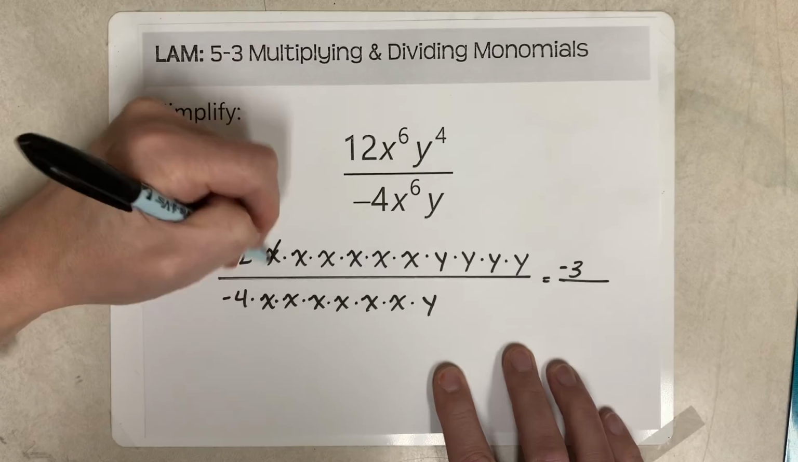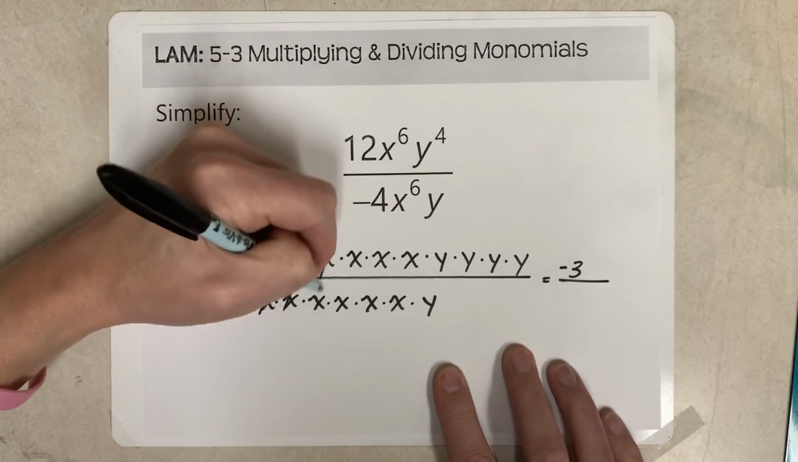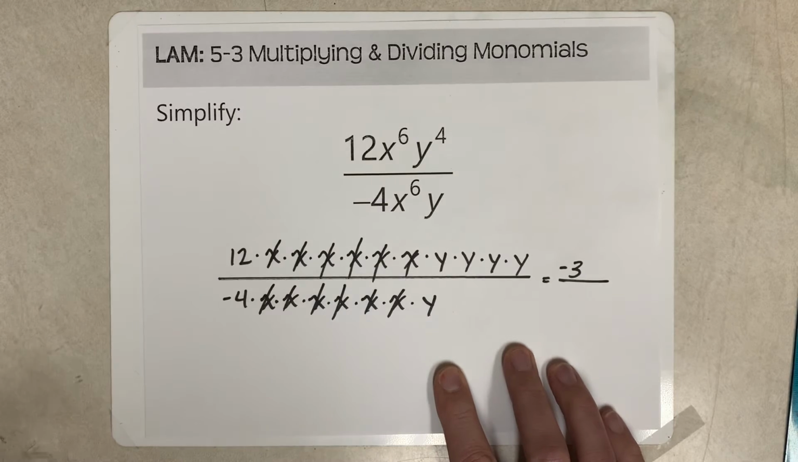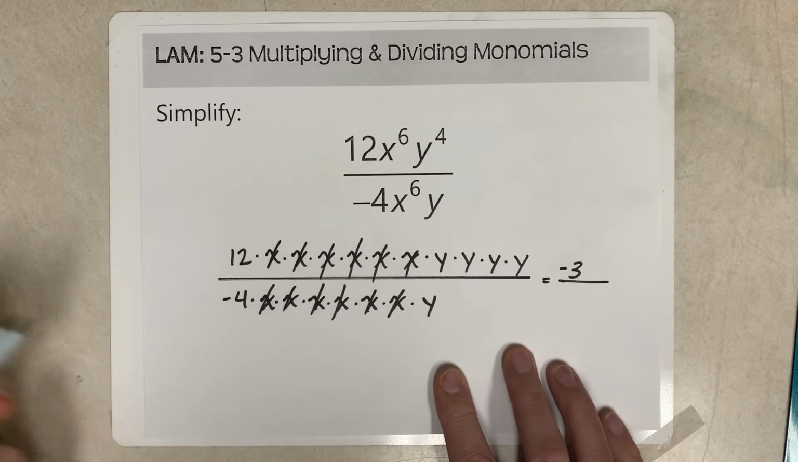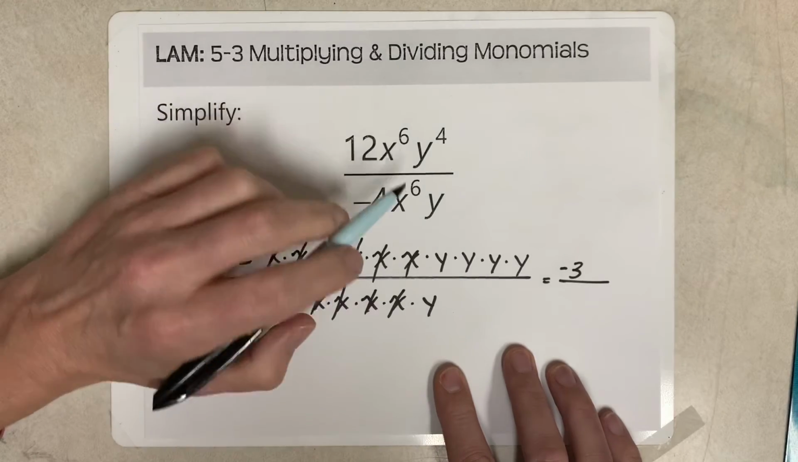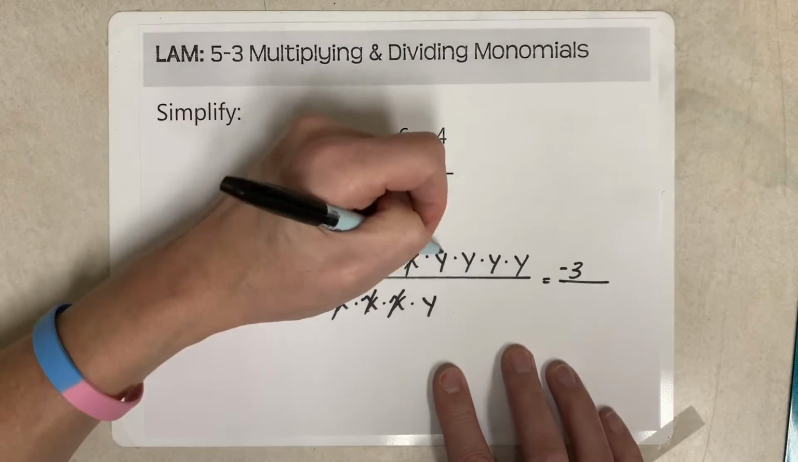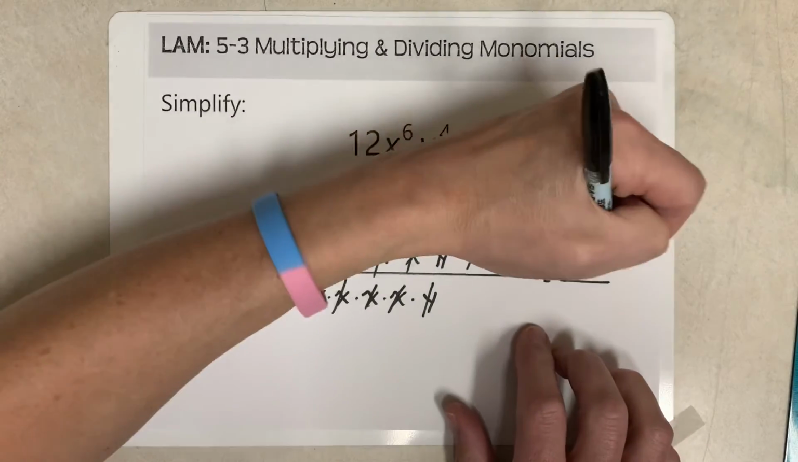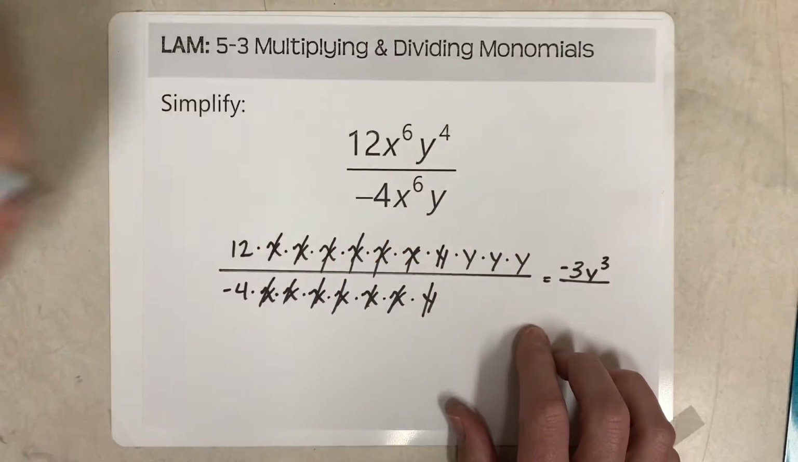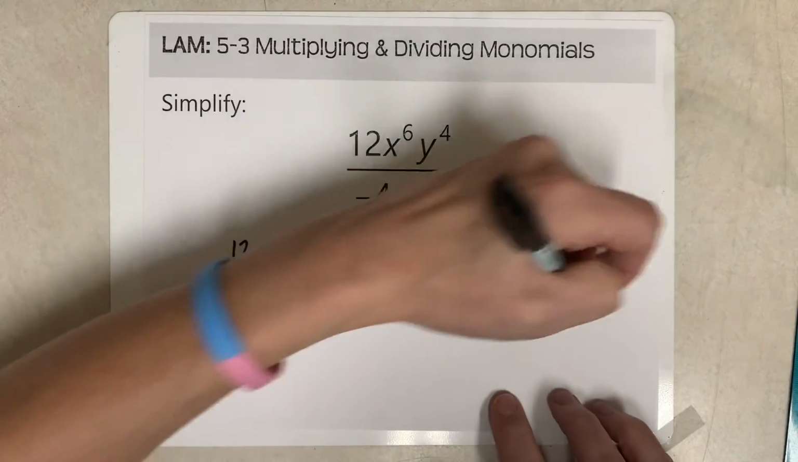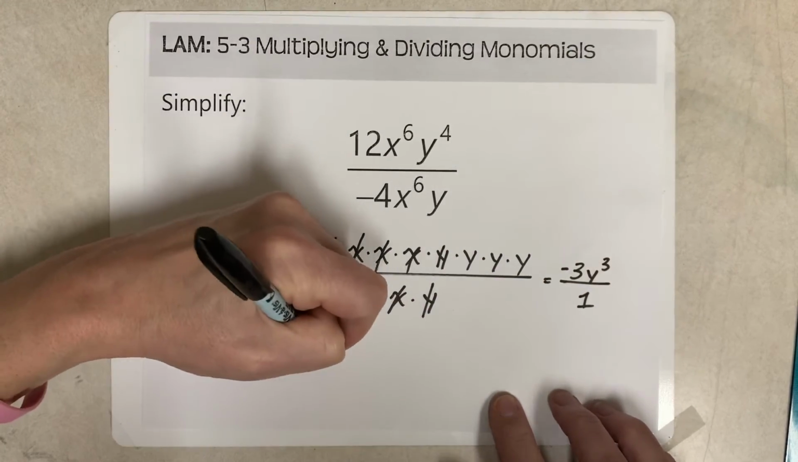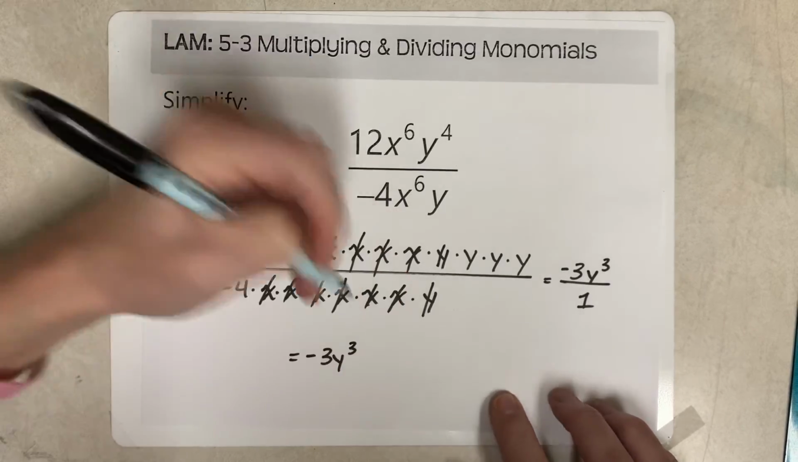Okay, now the x's. Cancel, cancel, cancel, cancel, cancel. They all cancel. So there's now no x's in my answer, which is kind of weird, but they all canceled out. All 6 here cancels all 6 there. One of the y's cancels, and you still have 3 sitting in the numerator. So negative 3y cubed over 1. So my final answer would be negative 3y cubed.